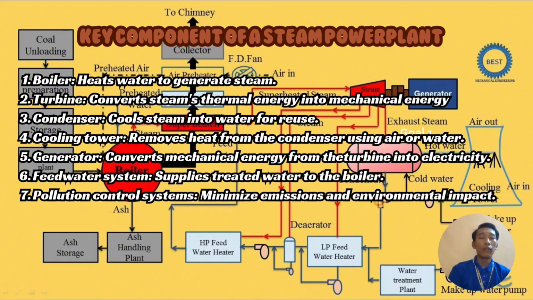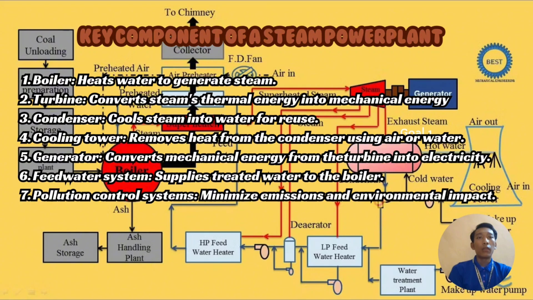And then the third one, we have condenser. So condenser, it will cool the steam into water for use. And then we have cooling tower. So cooling tower, it will remove heat from the condenser using air or water. And then we have generator. So generator, it will convert all the mechanical energy from the turbine into electricity.